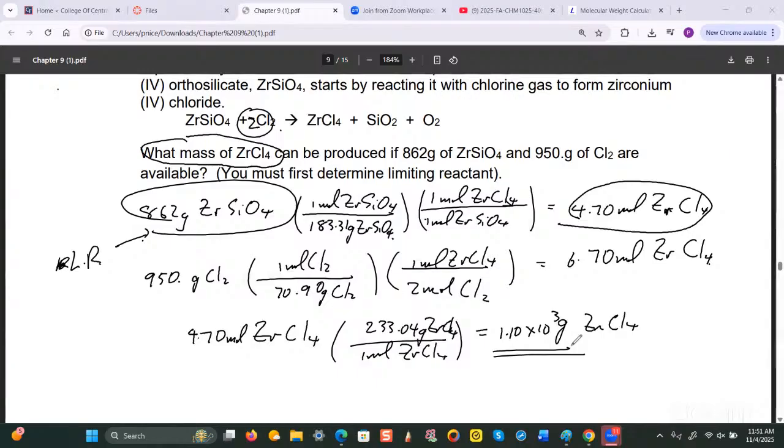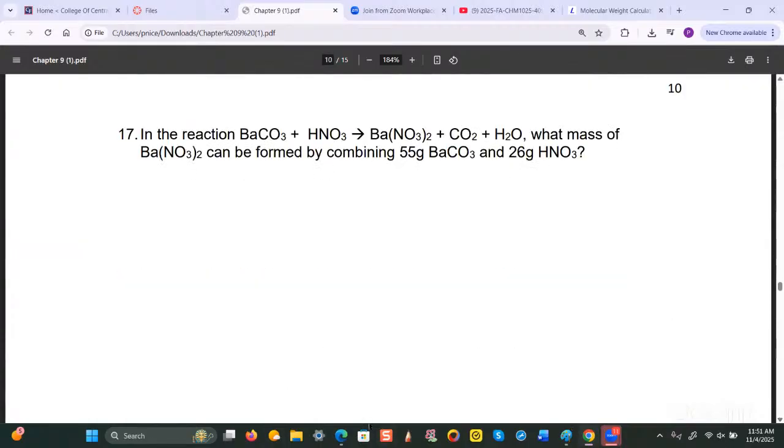Okay, any questions about this one? Any questions? All right, let me clear this. Scroll down. Okay, this is another unbalanced equation. And then it says what mass of barium nitrate can be formed by a combined reaction. Okay, so similar to the question that we just looked at. All right. So how do we go about balancing this equation first?